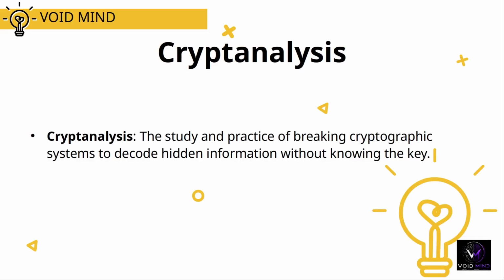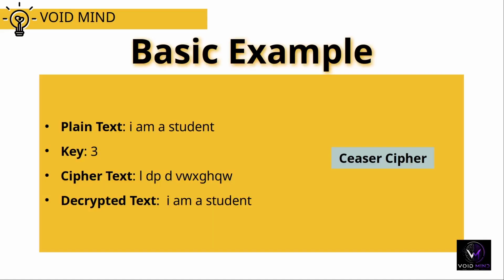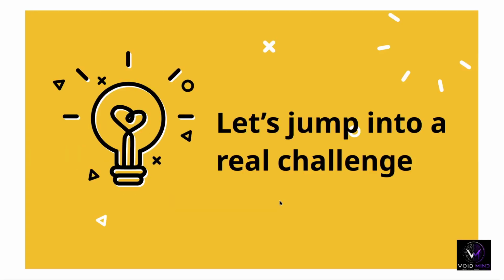Here is a basic example with a cipher. The plain text is "I am a student." If the key is 3, the ciphertext can be "L dp d vwxghqw" like this. At first look we cannot understand what the message actually is. But if we have the key, we can decrypt the message back to "I am a student." Enough theory now. Let's solve real challenges.